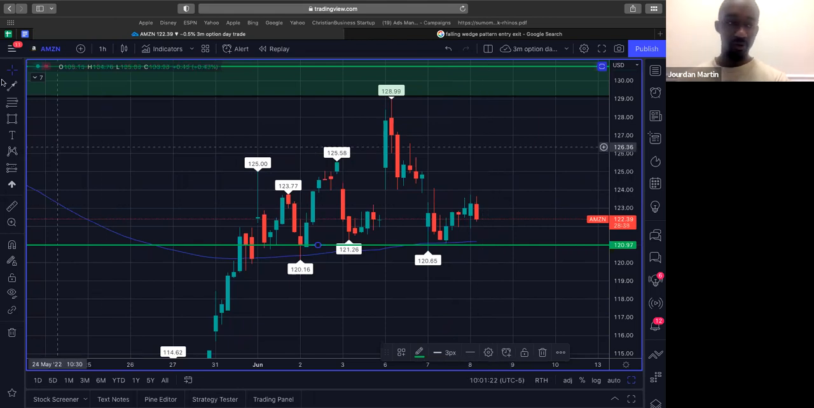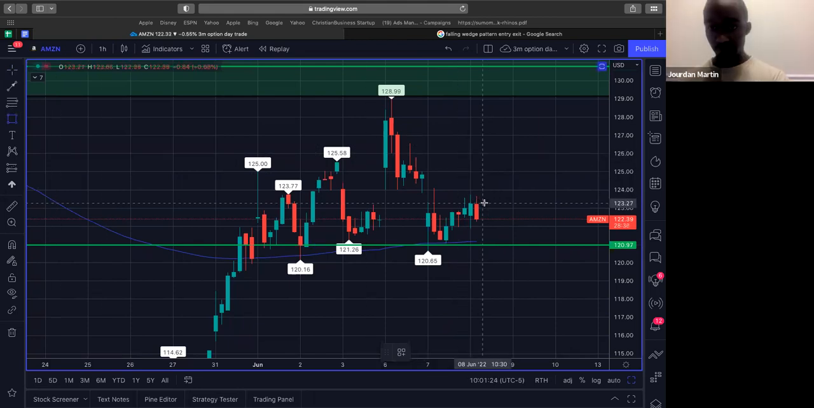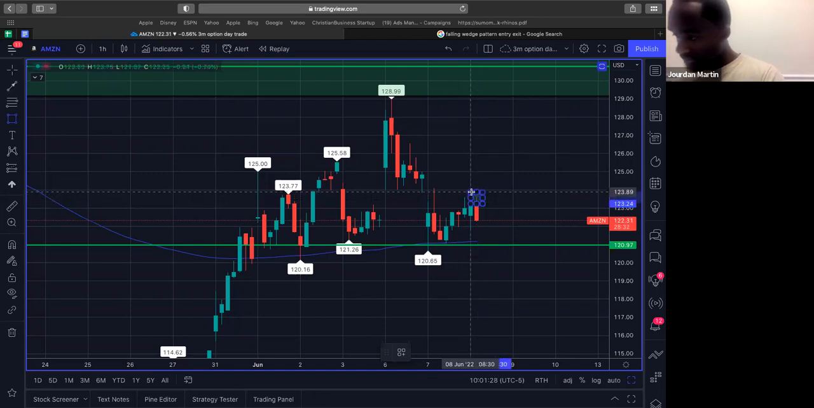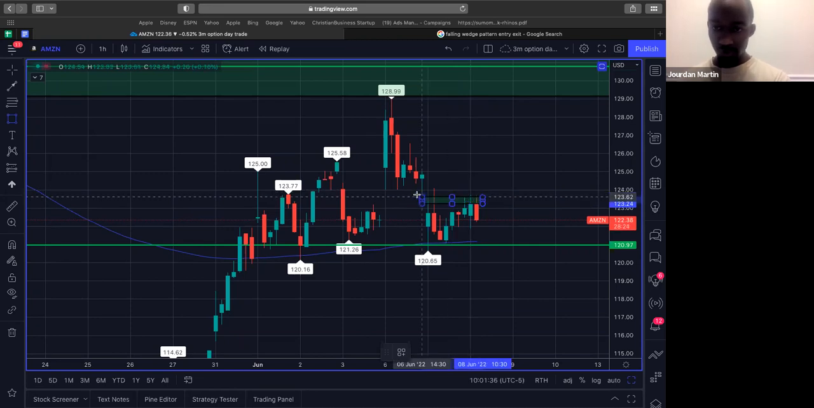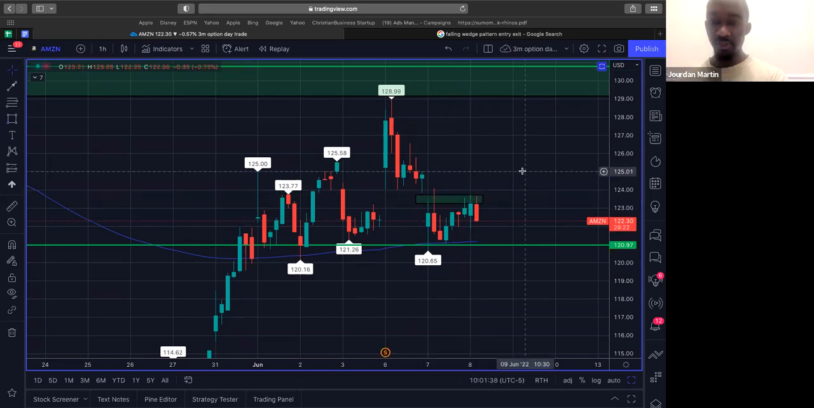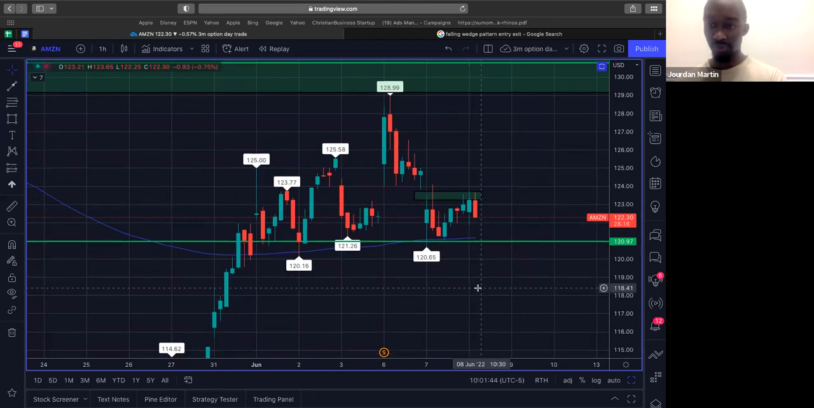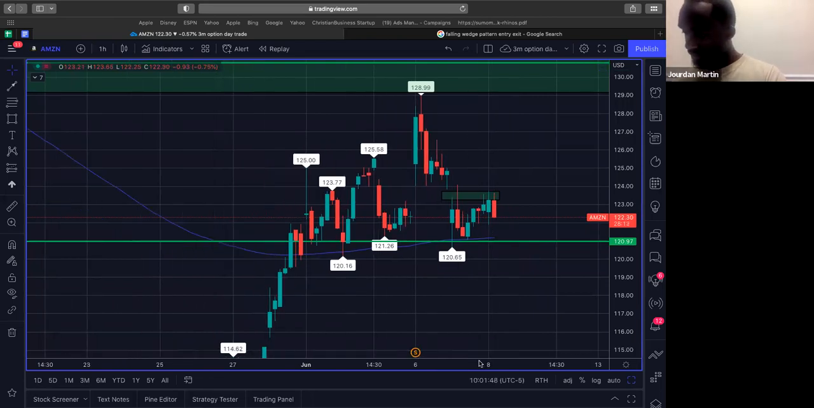All right, so this whole area up here is just Wick City. This whole situation here is just Wick City. So if you get a close in that area, that would signify some positive bullish momentum. But as of right now, we're not really seeing anything there.